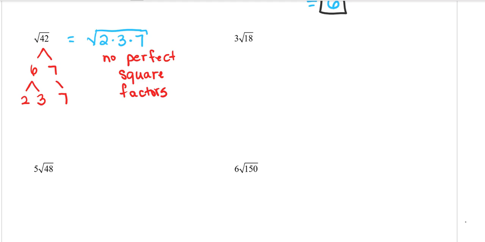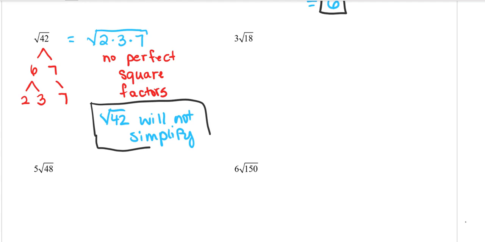And what that means is the square root of 42 was already simplified as it is. So the square root of 42 will not simplify any further. If you were asked to simplify the square root of 42, your answer would just be the square root of 42. It's already simplified.